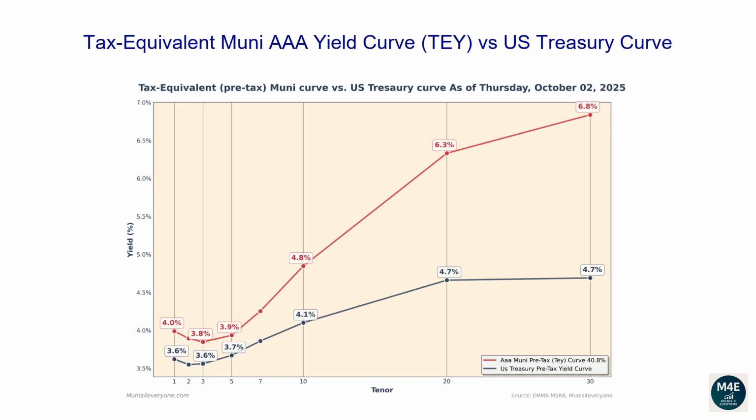For example, if you wanted to buy a 30-year bond, a AAA Muni bond would yield 6.8% compared to a lower yield of 4.7% from a Treasury bond.